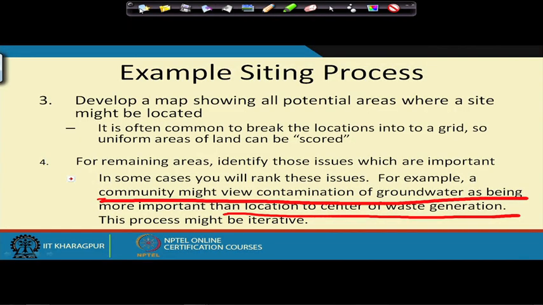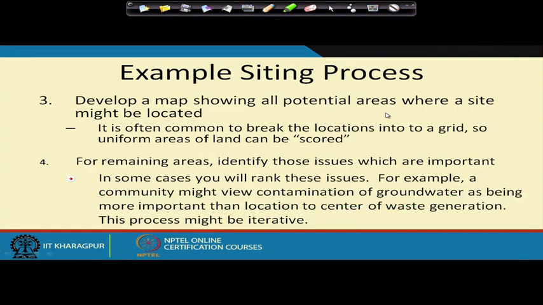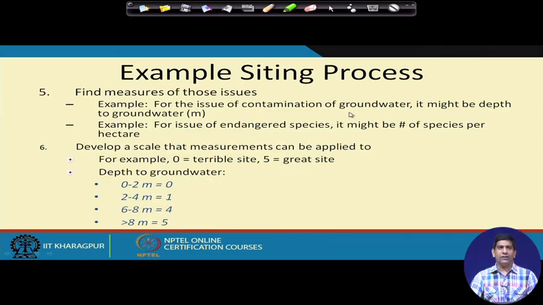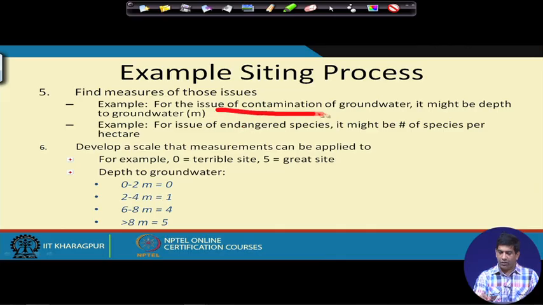So in that case, that takes higher precedence, higher weightage is given to that as opposed to the collection cost, that we may incur more collection by having a site which is further away. So that's because we have to rank different items, and then we give weightage to the different items, and I'll walk you through an example which will help you make it clear. So first we have to find those issues. For example, issues of contamination of groundwater.